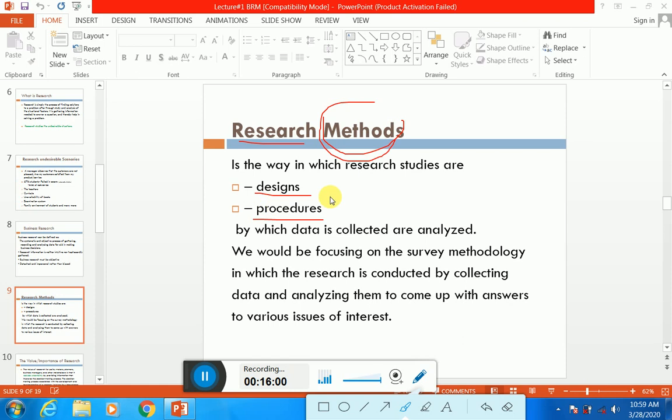Or in another way, we can simply state that method is the way, a technique, a systematic way of how to proceed to clear a problem. Now simply, method means how the data is collected or analyzed. We would be focusing on the survey methodology in which the research is conducted by collecting data and analyzing it to come up with answers to various issues of interest.